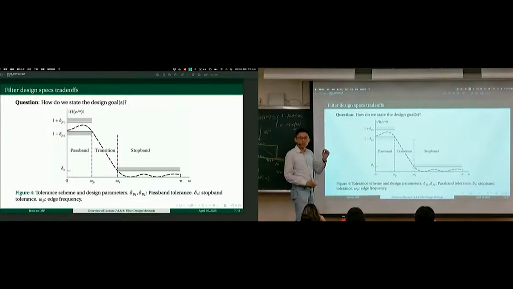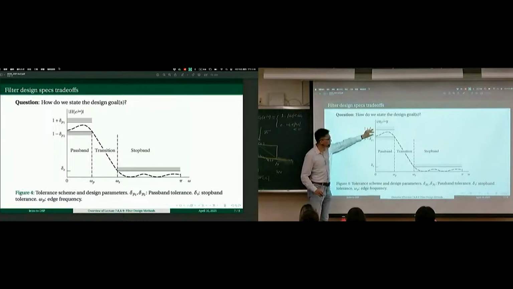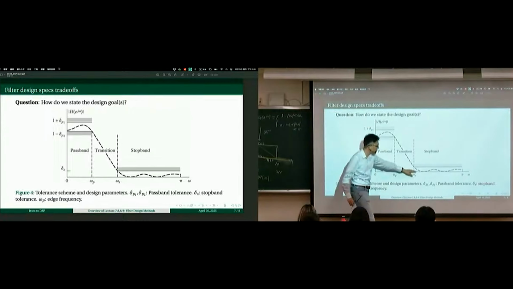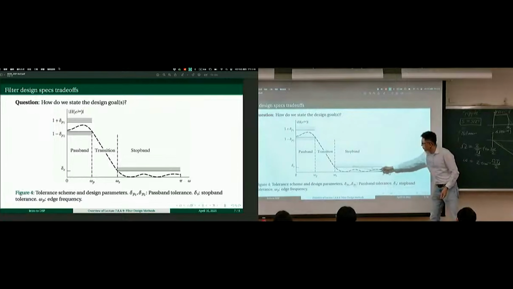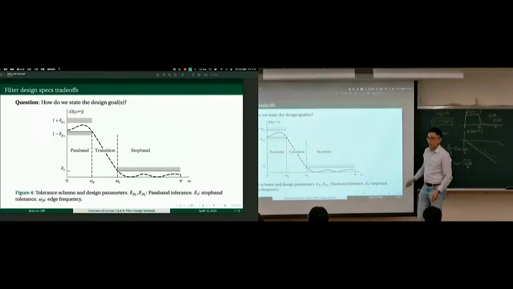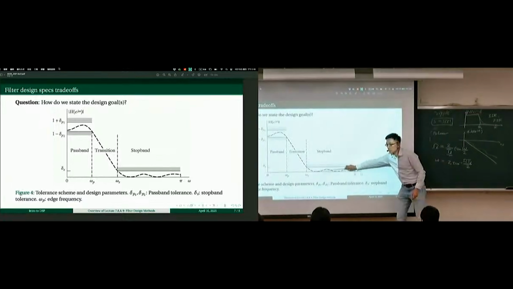To reach the ideal response, you want this ripple to be small. These are ripples. You want the ripples to be controlled, to be small. There will be ripple, but you want them to be as small as possible. You want to suppress the ripple.